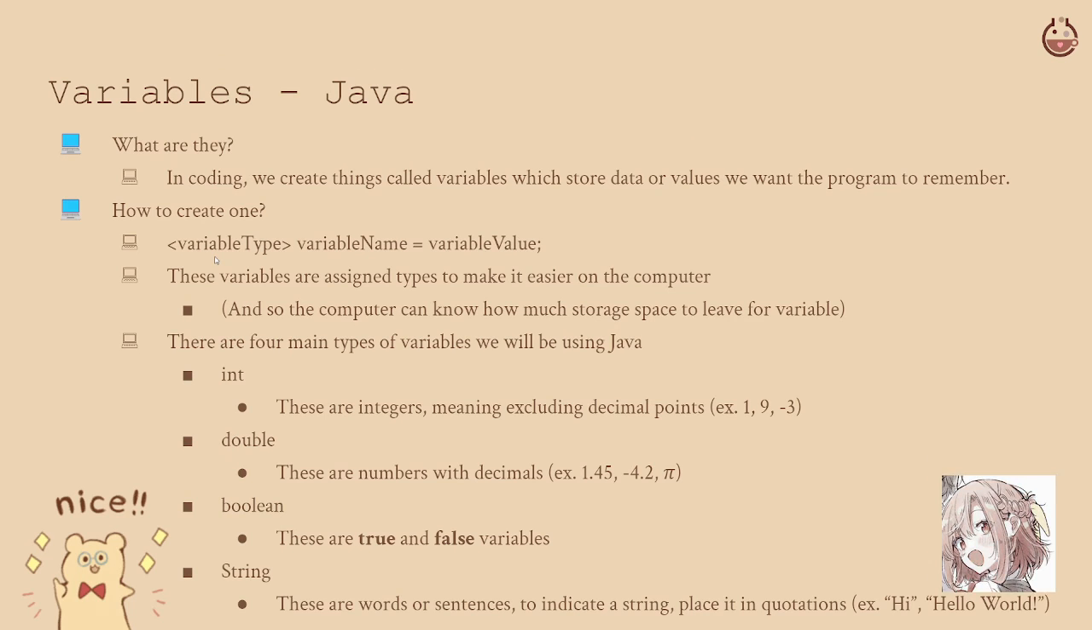I don't think Booleans are as common as the other two, but they're more useful once you get to conditional statements. And finally, string variables. String variables are basically words or sentences, and to indicate something's a string, you have to put it in quotations, such as "hi" or "hello world."